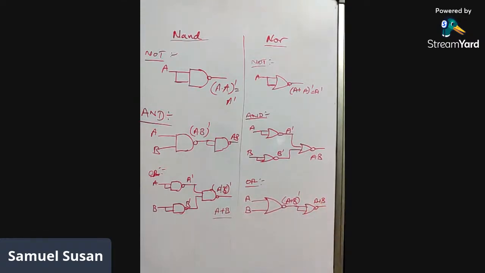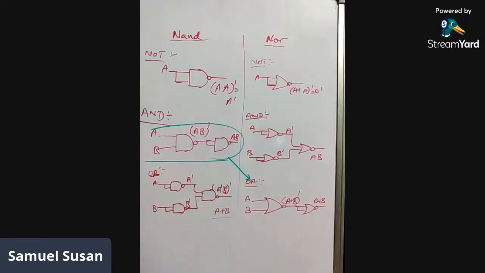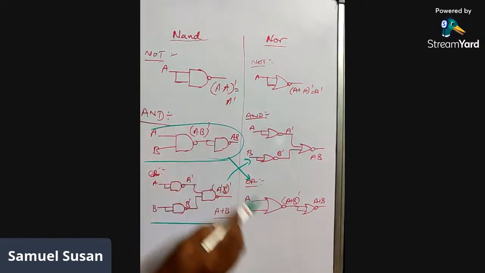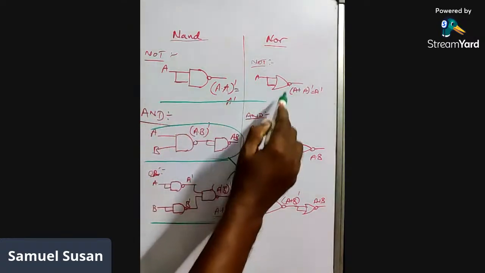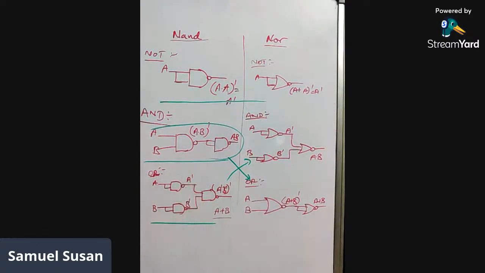Now you can observe an important concept here: the AND logic for NAND is the same as the OR logic for NOR, and the OR logic for NAND is the same as the AND logic for NOR. You can see the structure is the same. Here, AND using NOR is the same as OR using NAND. So these two are actually the same.